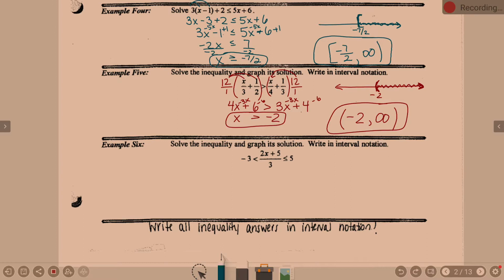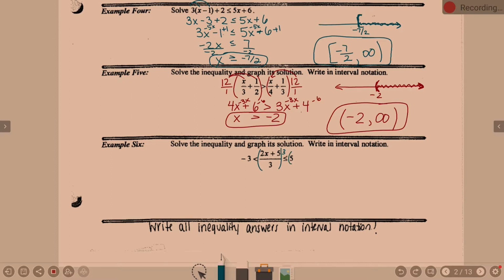What's my final goal? Get x in the middle. Yeah, we want x by itself. This time it's going to be in the middle, yes? So you're looking at that middle, 2x plus 5 divided by 3. What's my first step? Yeah, get rid of the fraction. How do we get rid of a divide by 3? Multiply by 3.